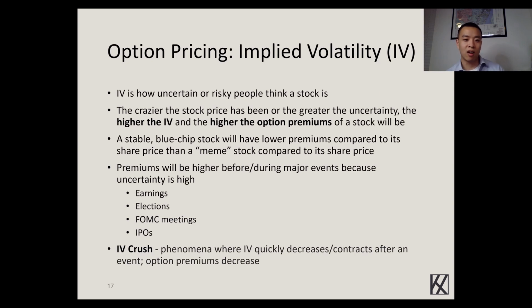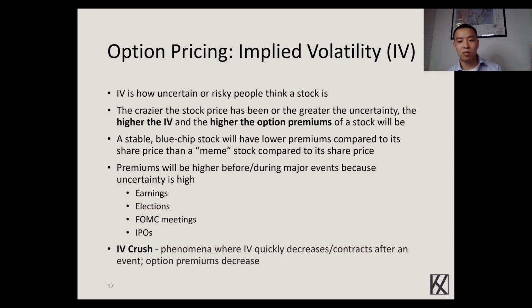And here I call it, the crazier the stock price has been, or the greater the uncertainty, the higher the IV, which means the higher the option premiums. Because you're buying an option on such a risky stock, that price will whipsaw more frequently, which means whatever option you have, you're probably going to be right at some point because that price moves so much. So because you have a higher chance of being right, you're going to pay a higher premium. Kind of makes sense, right?